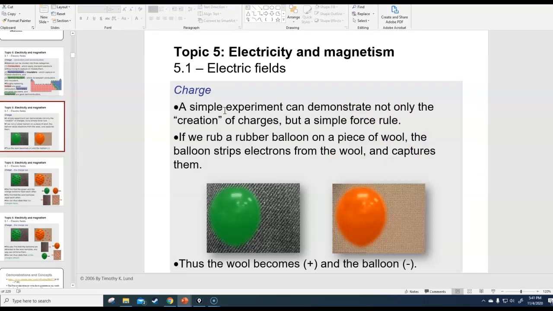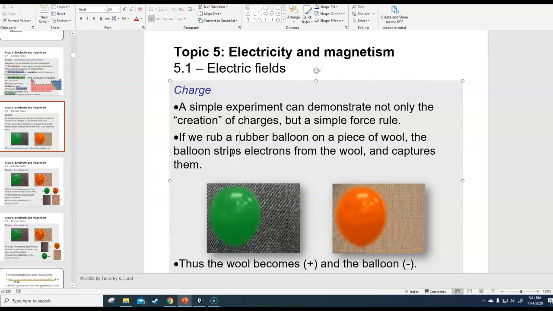Walter Lewin kind of talked about this in his video, but you can do some basic experiments to demonstrate the creation of charges. When I say creation, I put it in quotation marks because you're not actually creating charge, as we'll see. If you were to take a rubber balloon and rub it on a piece of wool, what happens is, through that act of rubbing, the balloon strips electrons off of the wool. That means the wool atoms have lost electrons, and those electrons are now on the balloon. So the wool, because it has a deficiency of electrons, now has a positive charge, and the balloon, because it now has more electrons than normal, has a negative charge.